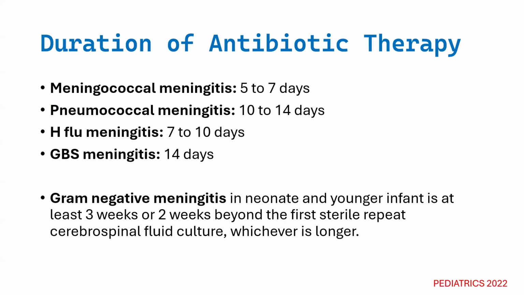So how long does one need to give the antibiotic? Again, based on the pathogen. If it is meningococcal meningitis, 5 to 7 days. Pneumococcal meningitis, 10 to 14 days. H. influenzae meningitis, 7 to 10 days. GBS meningitis, the duration needed is 2 weeks. In gram-negative meningitis, in neonates and younger infants, at least 3 weeks need to be given, or 2 weeks beyond the first sterile repeat cerebrospinal fluid culture.